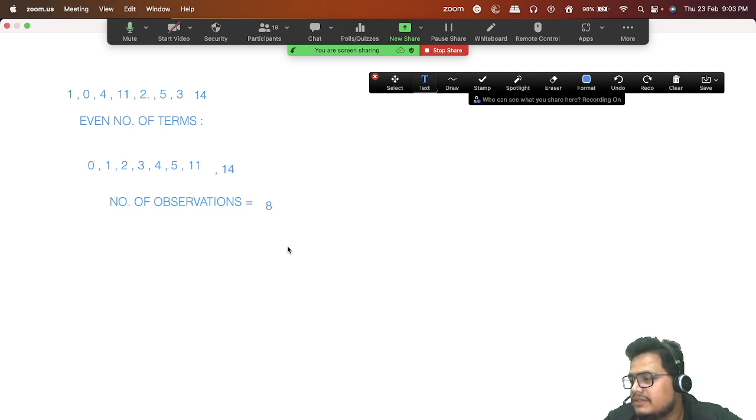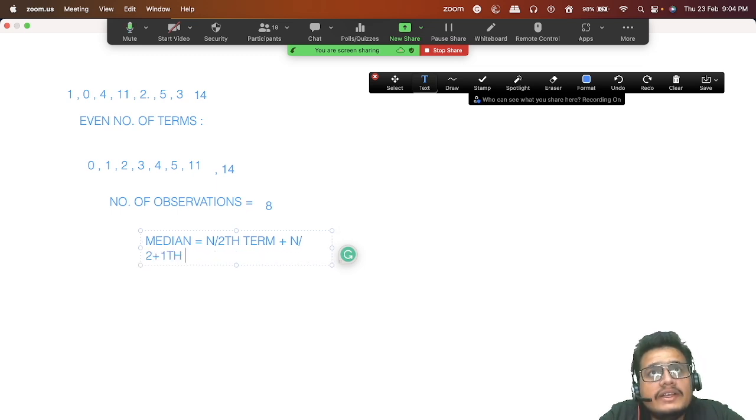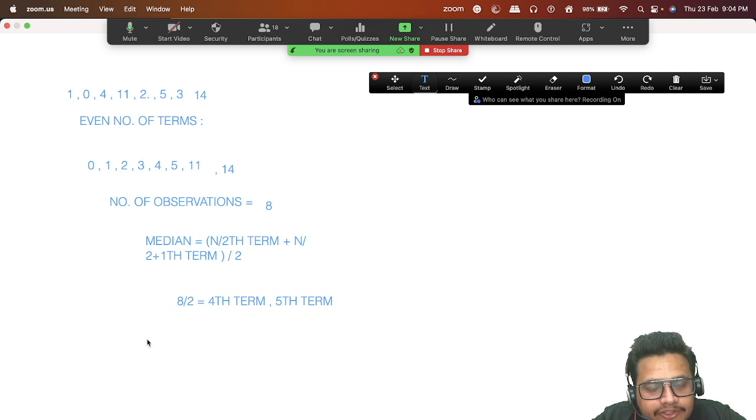Now 8 is an even number of observations, right? Then our median will be the average of the middle 2 terms. Median will be the n by 2th term plus the n by 2 plus 1th term, the average of these two, that is, divided by 2. Now n is 8. The 8 by 2th term means the 4th term. Second, I said n by 2 plus 1th, meaning the 5th term. So my median will be the average of the 4th plus 5th term, divided by 2. Which is my 4th term? 1, 2, 3, 4. The 4th term is 3, and that is my 4.